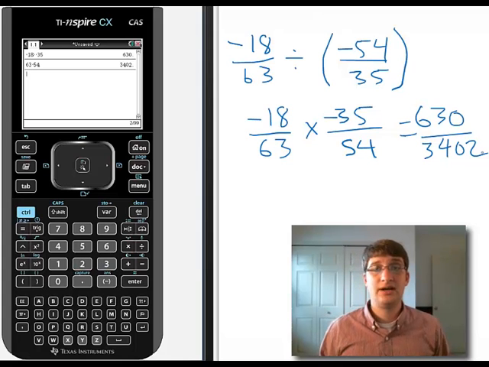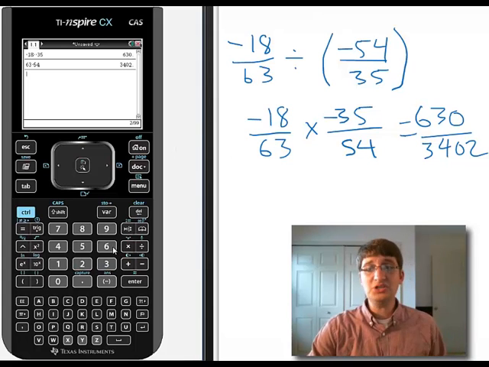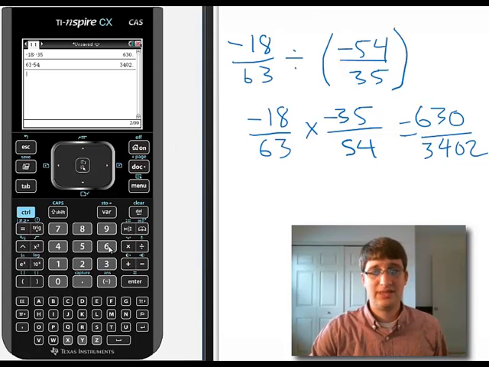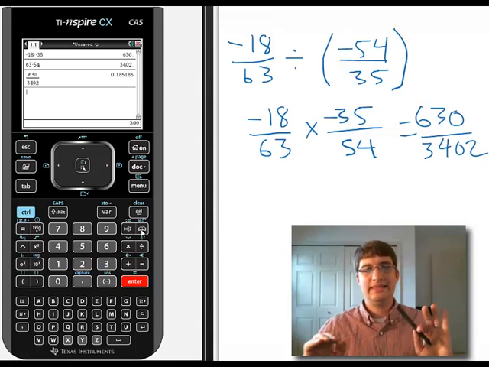So let me show you a cool trick on the calculator if you're ever in this scenario, especially on a test or something like that. So we got 630 divided by 3,402. Let's go ahead and type in these numbers. Oh, man, messing up today, I'm telling you. 630 divided by 3,402 gives me this decimal.